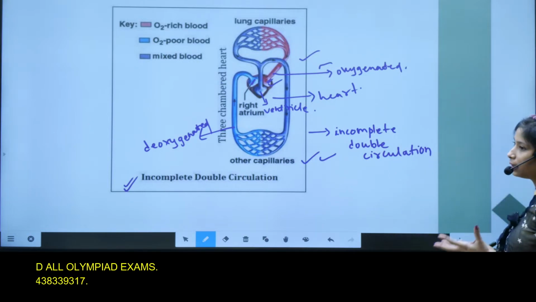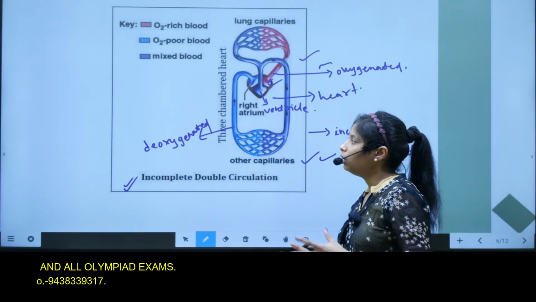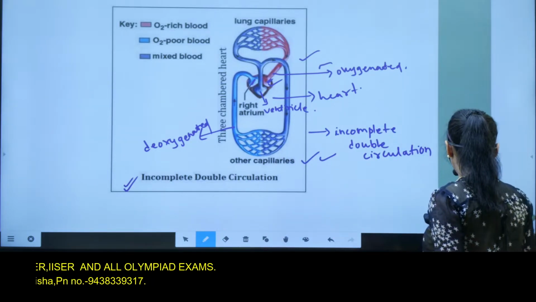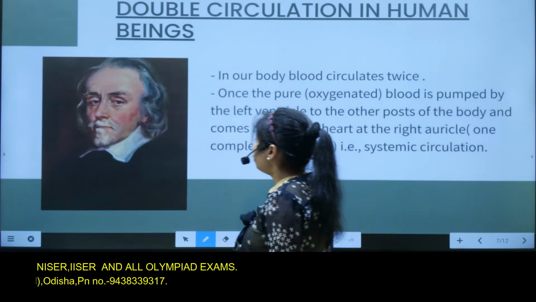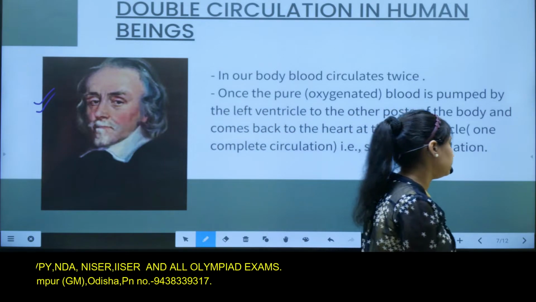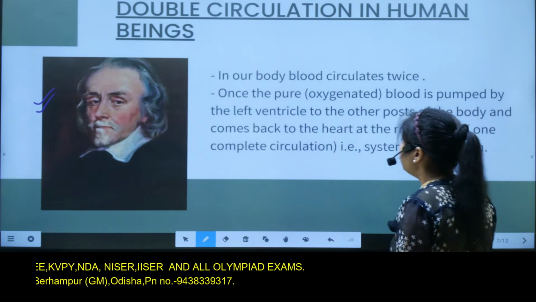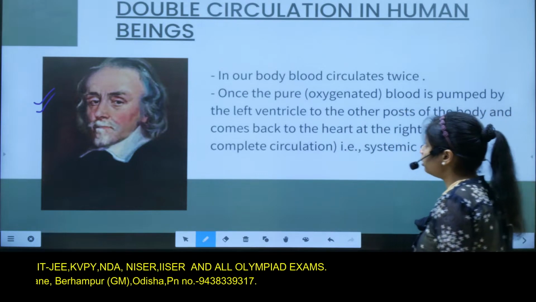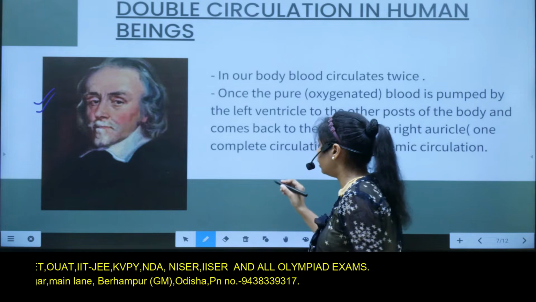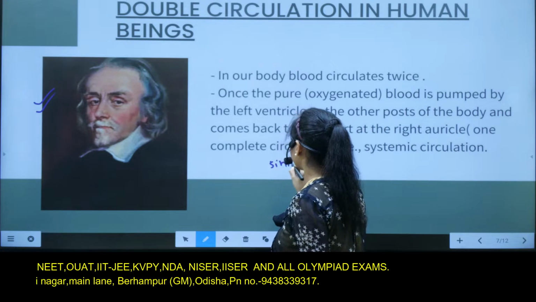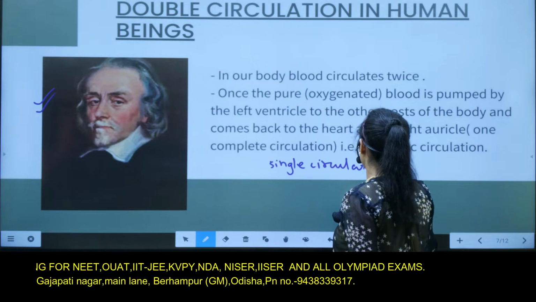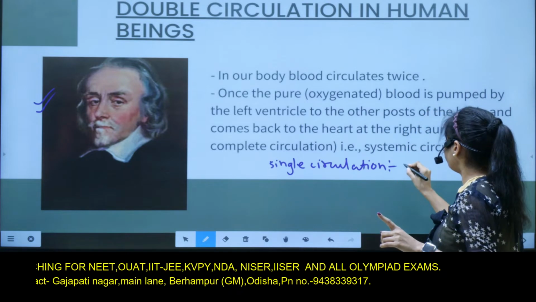So these are some basic concepts and ideas you should know about circulation. Then we come to the main topic, what is double circulation. William Harvey discovered the actual double circulation that occurs in a human being. So how does it actually occur? In our body, blood circulates twice. As I told you, in single circulation, blood passes through the heart only once at a time.